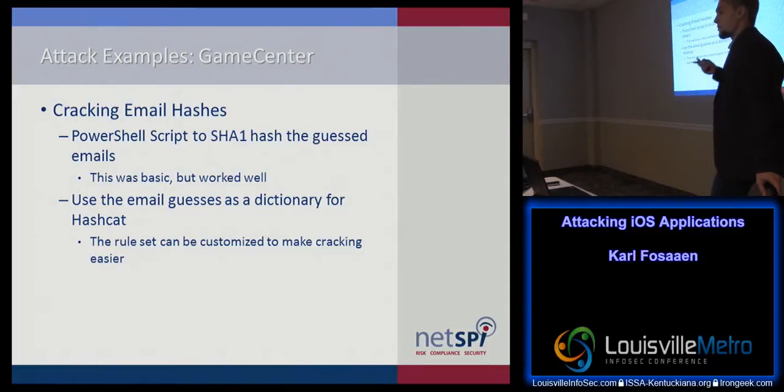So let's say it's kfosaaen@example.com. I set up mutation rules to say, you know, kfosaaen123. Append numbers to the end of it, do some guesses on it, and mutate through all of that with Hashcat.